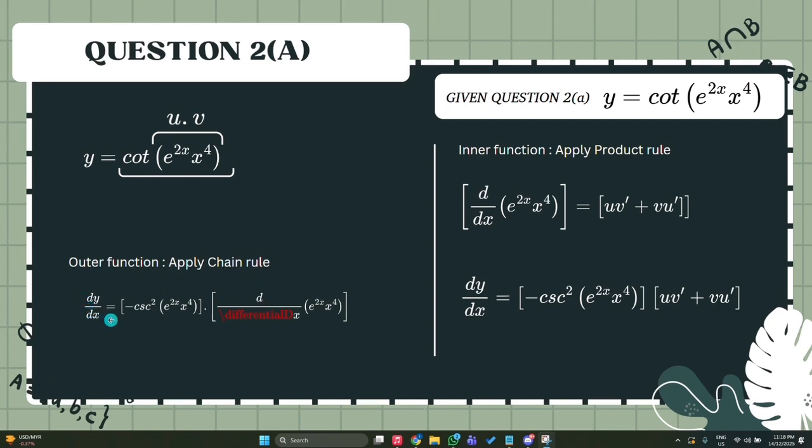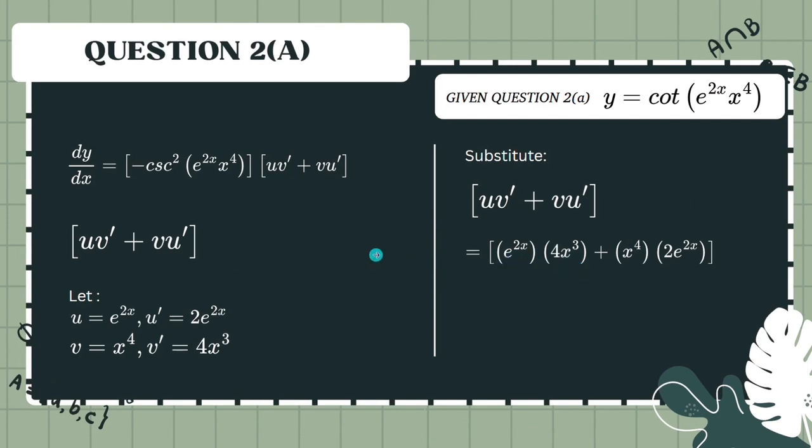The derivative of cotangent is negative cosecant squared of e to the power 2x multiplied by x to the power 4, multiplied by d by dx of e to the power 2x multiplied by x to the power 4. Second, in the inner function, we must apply the product rule. So we can call this equation uv prime plus vu prime, by letting u equals e to the power 2x, u prime equals 2e power 2x. For v equal to x power of 4 and v prime equals 4x power of 3. Then we substitute into the equation and it becomes like this.